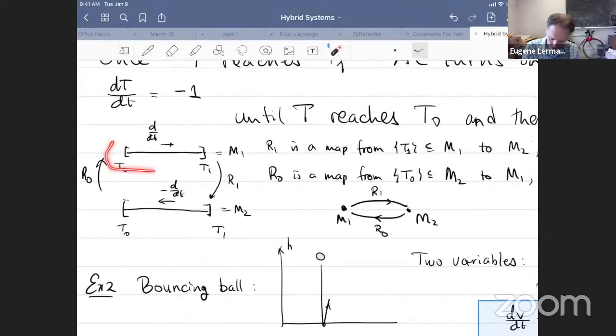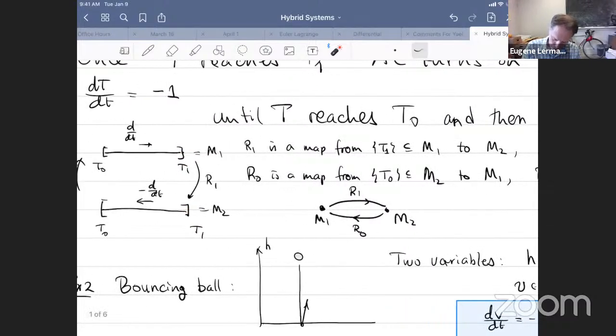We have two closed intervals with two vector fields. I'm going to write them as d/dt and minus d/dt. And we have the so-called reset maps. Whenever you get to this point, your dynamical system changes. Your continuous time, then you jump over to this point. So this point gets mapped to this point.